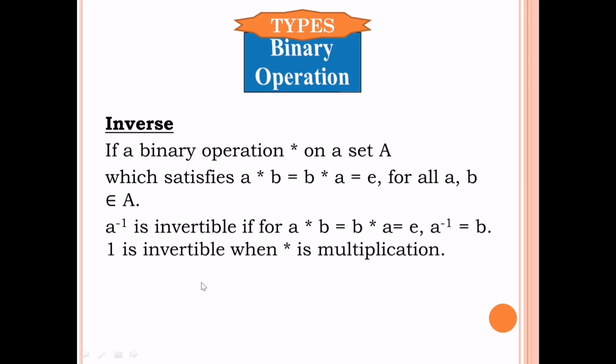So 1 is invertible when the binary operation is multiplication. Simple as, if you multiply 2 by its inverse, like 2 times 1 half, the answer is the identity, which is 1.